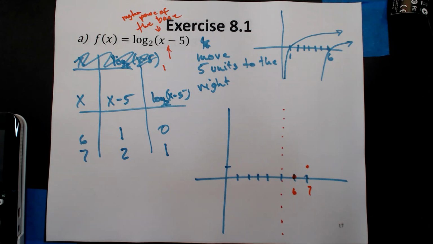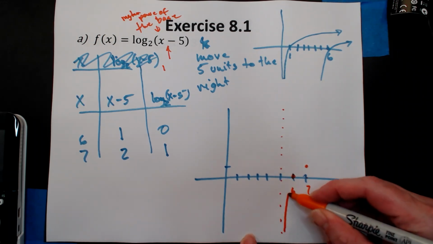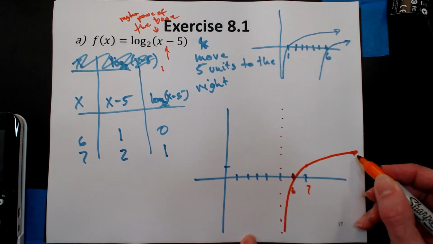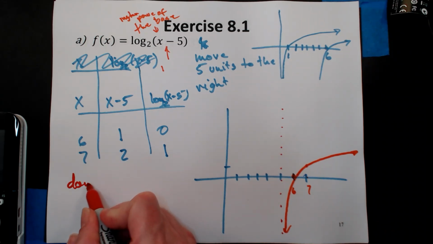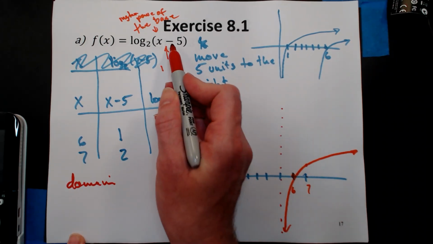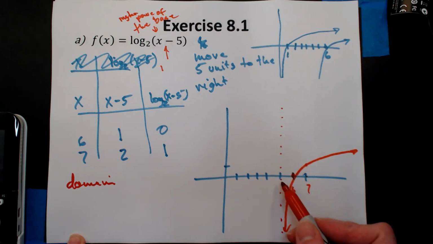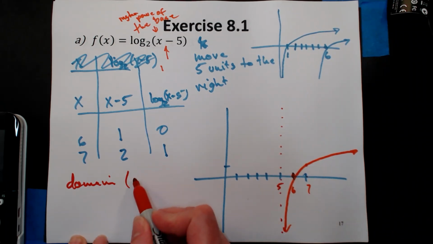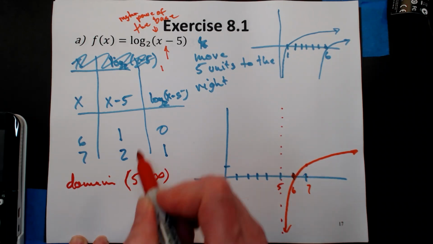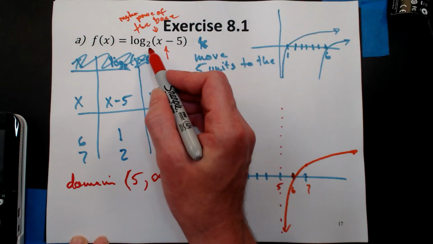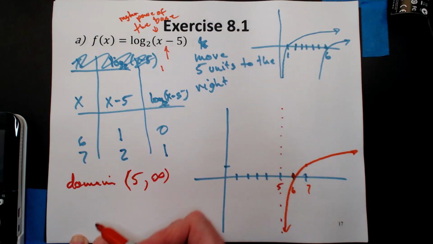So let me draw that line. Remember, this line flattens out pretty quick because it's logarithmic, so it grows extraordinarily slowly. And then we're going to say our domain. Since we subtracted 5 from it, I moved it 5 units to the right. It's going to be bounded to the left by 5 and go all the way to positive infinity. We can't plug in 5 because that would make this 0. There's no power I can raise 2 to get 0 back out.